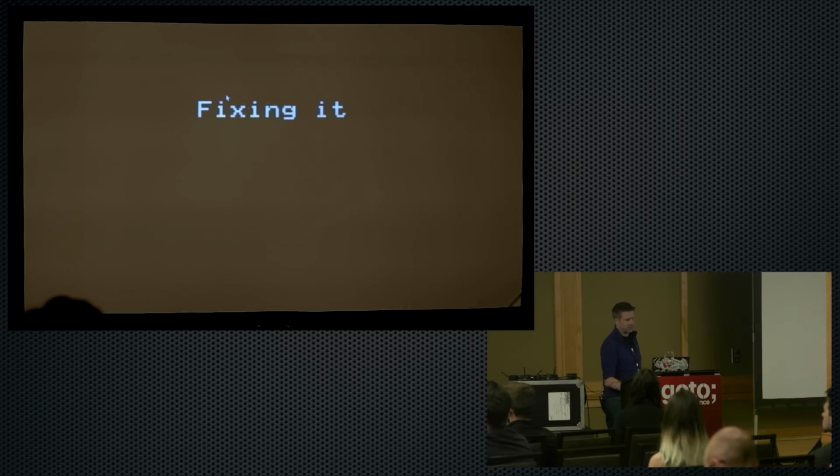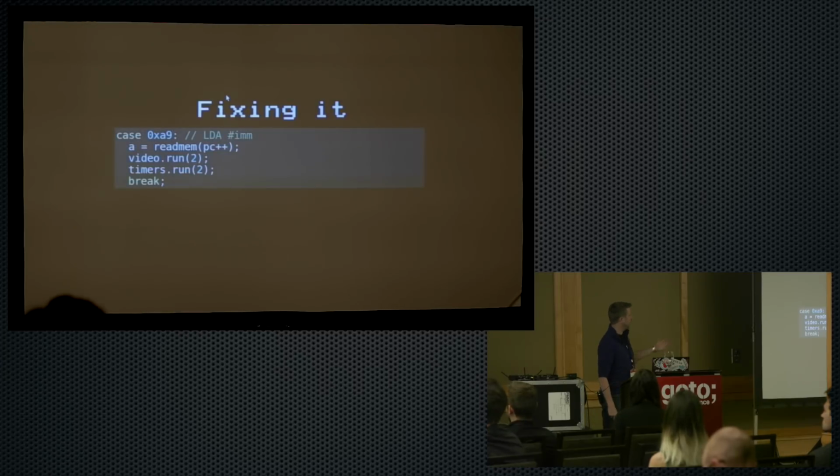So how do we fix it? Well, I have to go back to my giant table of opcodes, where I've got all my case statements, and instead of assuming that they all take the same amount of time, I have to say, okay, well, load A immediate takes two CPU cycles. So I have to run the video and the timers for two cycles every time I see a load A immediate. So I've got this coroutine between the CPU and the rest of the hardware. Obviously, in reality, they're all running together at the same time in a real system. But we do that, and now we get an uncorrupt version.